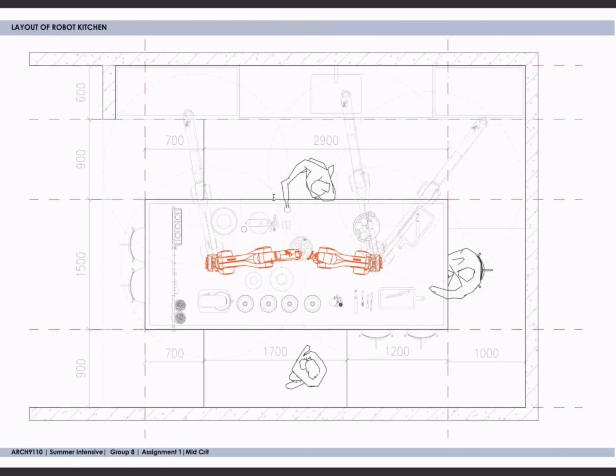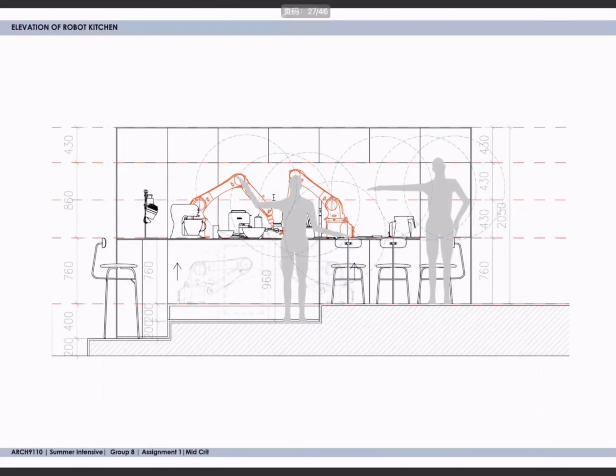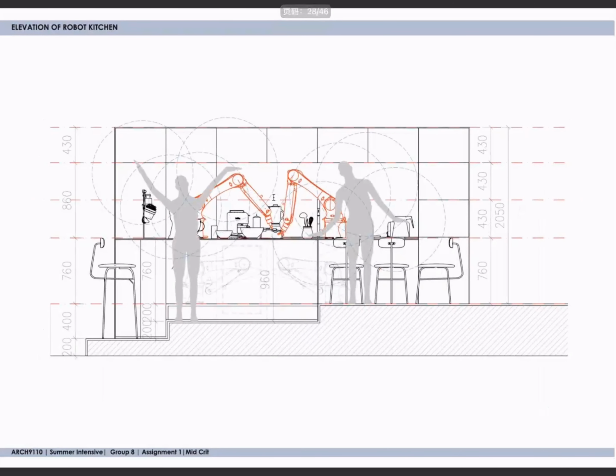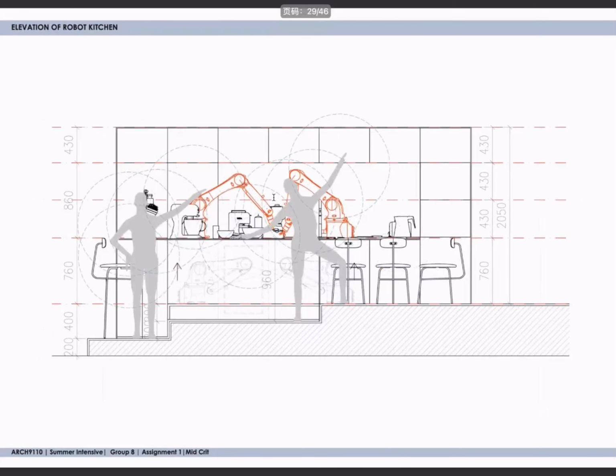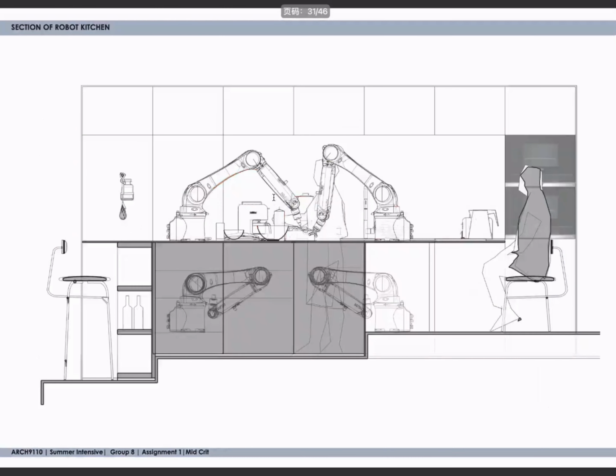Then let's move to the elevation. The same thing I mentioned in the plan part, but the interesting thing is I added some human figures in the elevation joints. That lets us know what people could do or where people could reach. For the section part, if we don't want the robotic arm to work, it can be hidden in the kitchen island, and people can use the clean and big table.